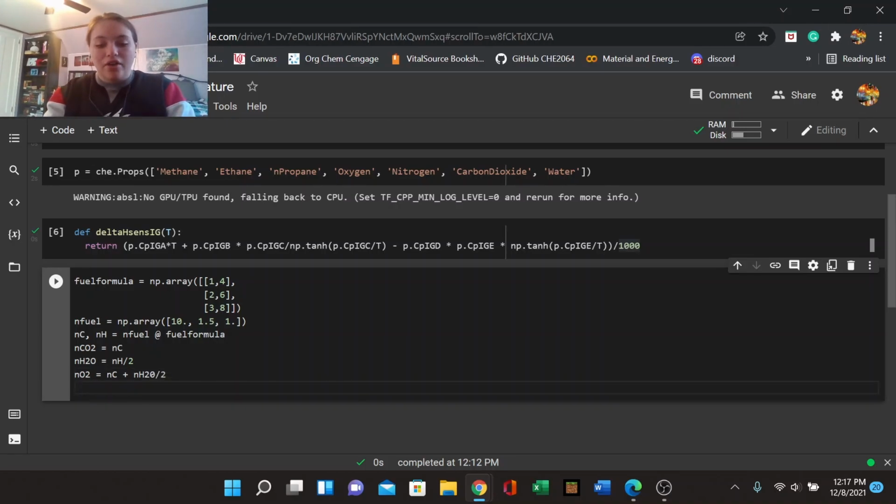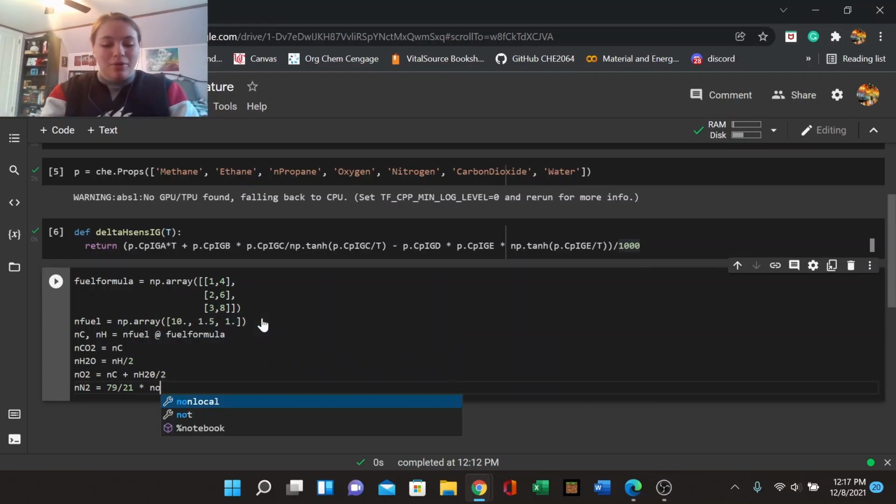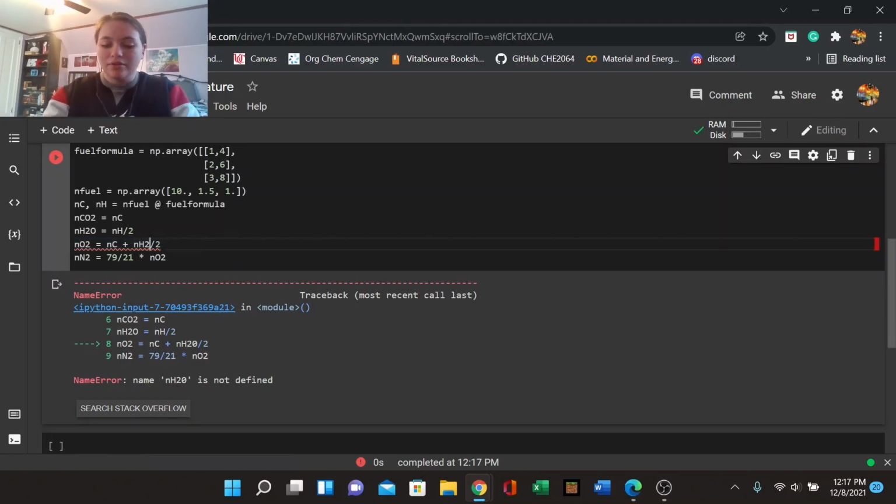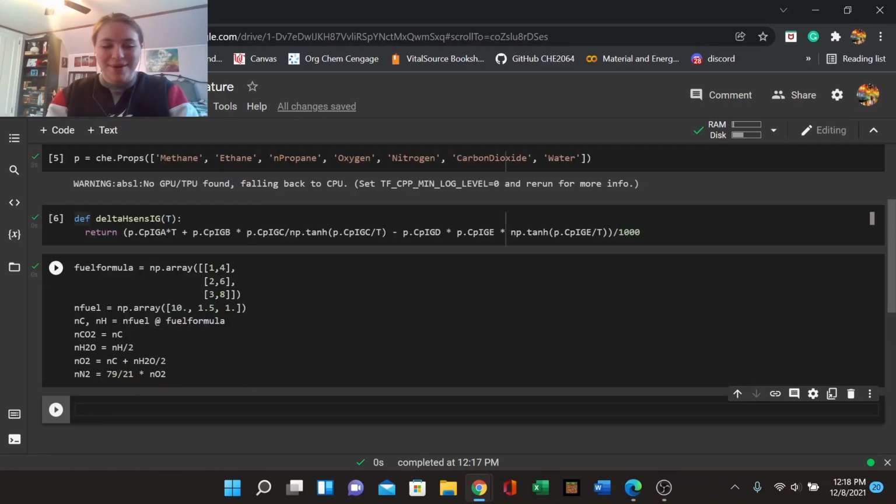And then our moles of nitrogen is equal to the ratio of 79/21, relating to oxygen, with respect to the ratio of nitrogen and oxygen in the air. And that's multiplied by our moles of O2. I need to capitalize that. I think that's good. No. Oh, I'd do that. There we go.